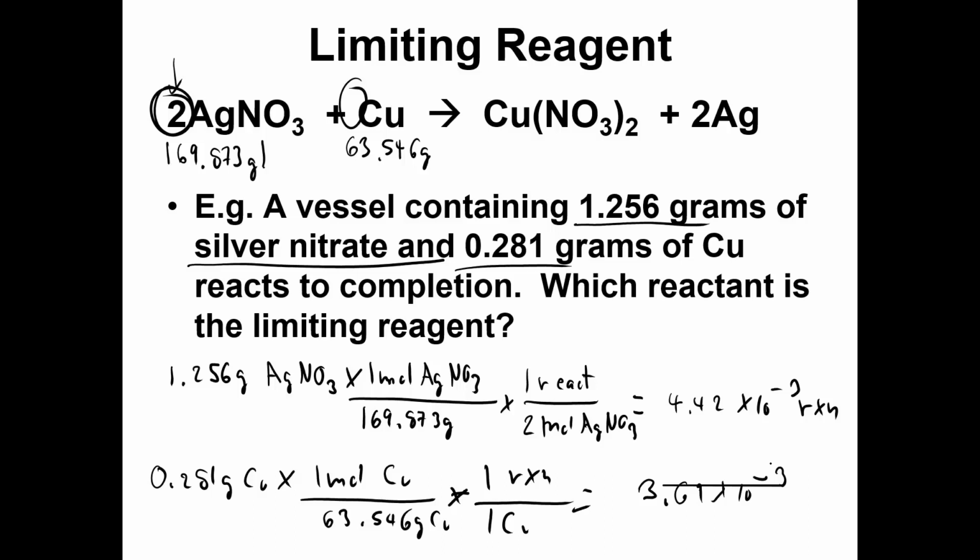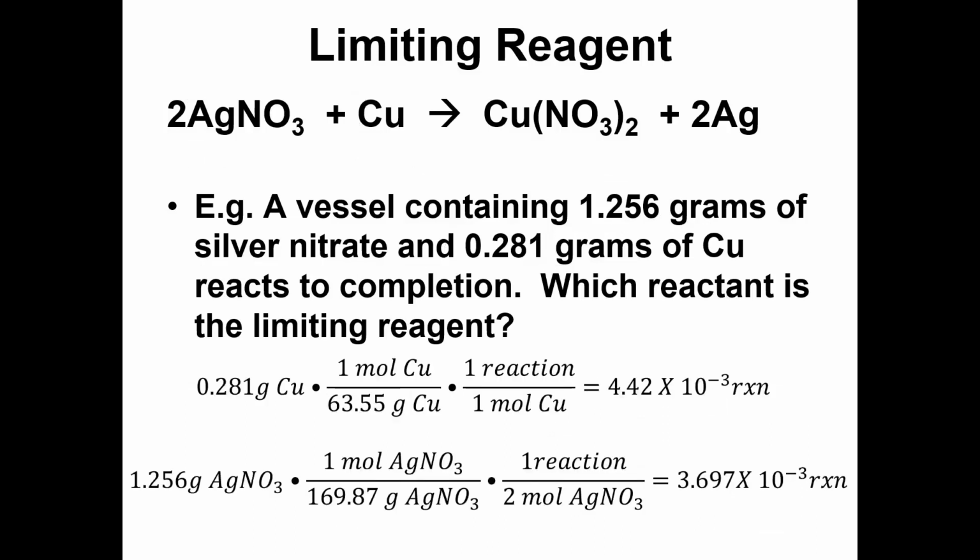See, I have less copper than I do silver nitrate. And I couldn't have predicted that by looking just at the masses. I have to do this calculation. So here it is all neatly worked out the way I've shown you. And there's another way to do this.